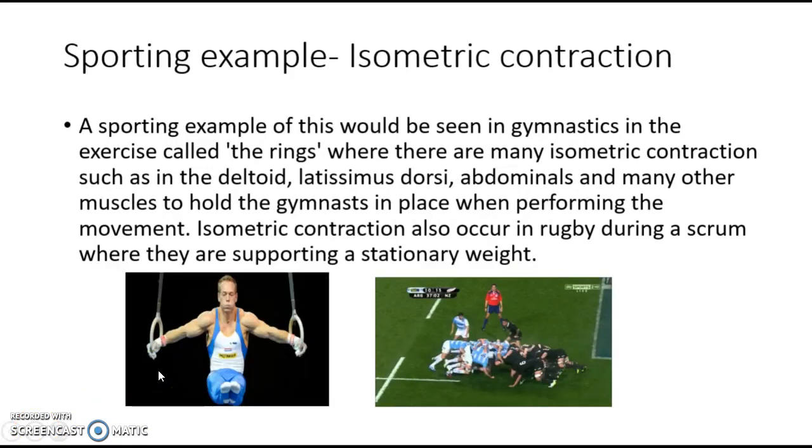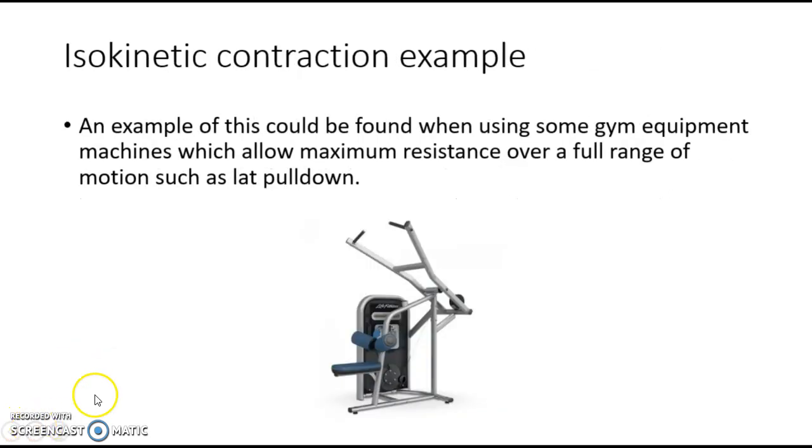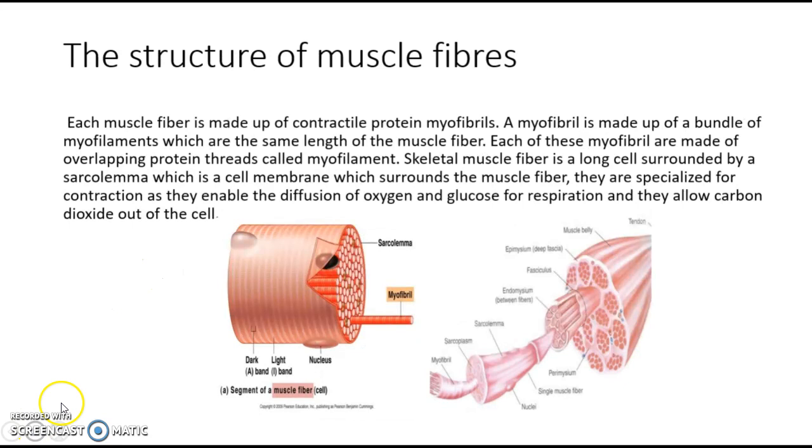An isometric contraction would be seen in gymnastics in the exercise called the rings, where there are many isometric contractions, such as in the deltoid, latissimus dorsi, abdominals and many other muscles to hold the gymnast in place when performing the movement. Isometric contraction also occurs in rugby during a scrum, where they're supporting a stationary weight for a period of time. Isokinetic contractions could be found when using some gym equipment, which allows a maximum resistance over a full range of motion. An example of this would be a lat pull down.